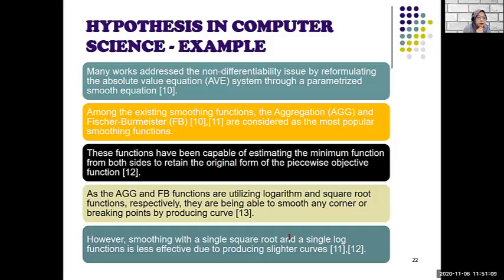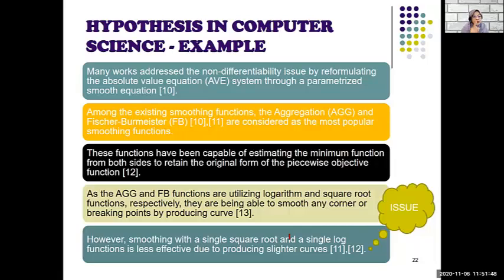These functions have been capable of estimating the minimum function from both sides to retain the original form of the piecewise objective function. As the AGG and FB functions utilize logarithm and square root functions respectively, they are able to smooth any corner or breaking point by producing a curve. However, smoothing with a single square root and a single log function is less effective due to producing a slighter curve. So this also has a reference.